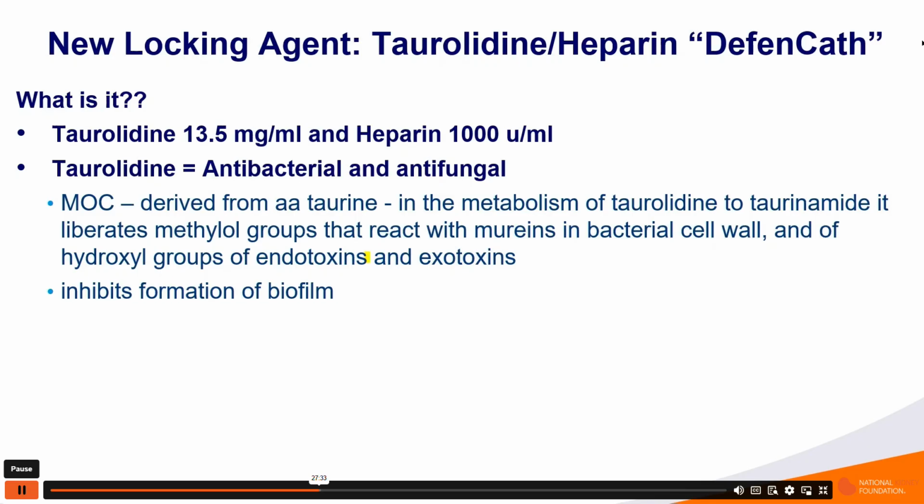So the mechanism of action is that it's derived from an amino acid taurine, and in the metabolism of taurolidine to taurinamide, it actually liberates these methyl groups that react to murein in the bacterial cell wall. It also has hydroxyl groups and attaches to the hydroxyl groups of endotoxins and exotoxins, and this activity inhibits the formation of the biofilm, which I really focused on as a critical factor for catheter-related bloodstream infections.